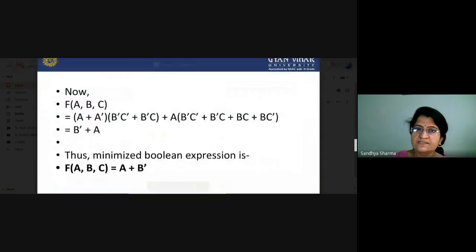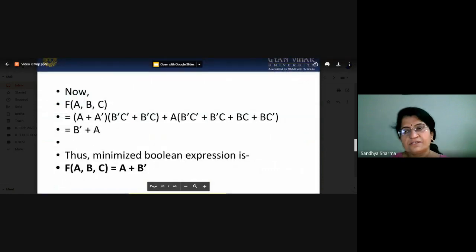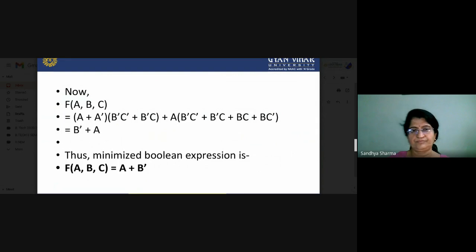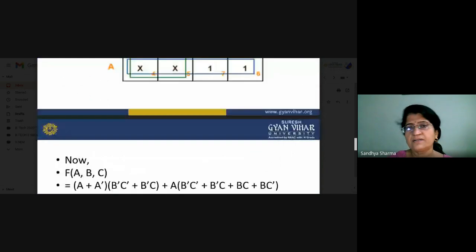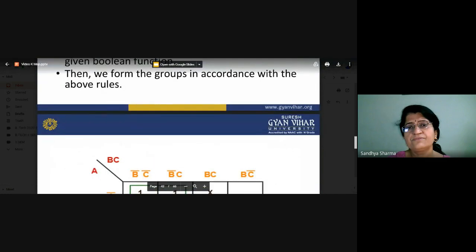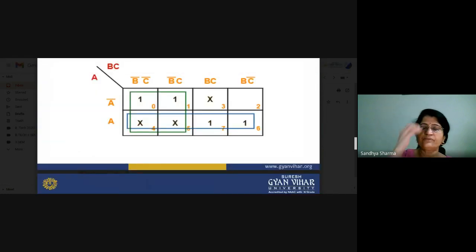So you can see here A plus A dash. This is the equation, and this is the final equation, B dash plus A. So I think you can understand better what the don't care conditions are and how we can use them. You have to remember a don't care condition may be either 0 or 1. When you are working on the sum of product, it works as a 1. When you are working on the product of sum, it works as a 0. So the don't care condition is used in both parts.